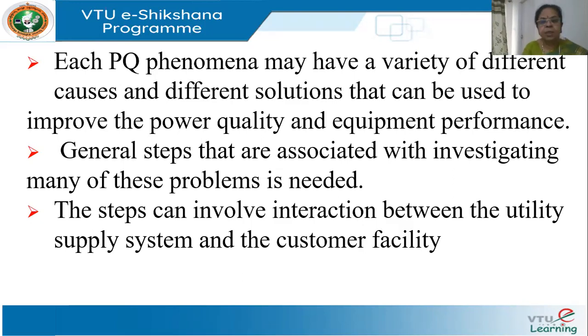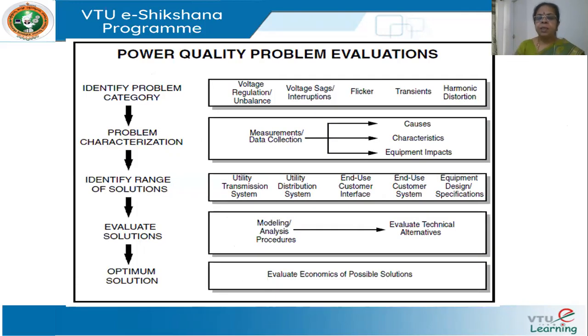We have the concept of emission, which is the emission given out by the equipment to the electromagnetic environment. Second, we see immunity, where the equipment has to be immune to the electromagnetic phenomenon and the electromagnetic environment. Some general steps are associated whenever we want to investigate problems in power quality and provide a solution. These steps can involve interaction between the utility supply system and the customer facility. Both are involved, right? Power quality is not just an issue of the utility. So this is the standard procedure for evaluating power quality problems.